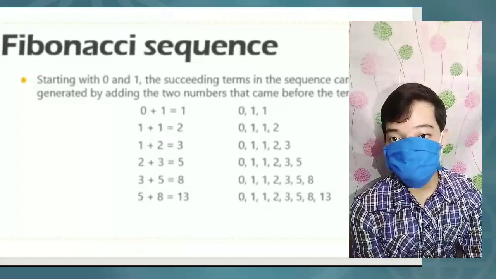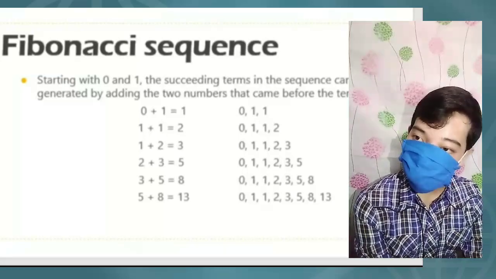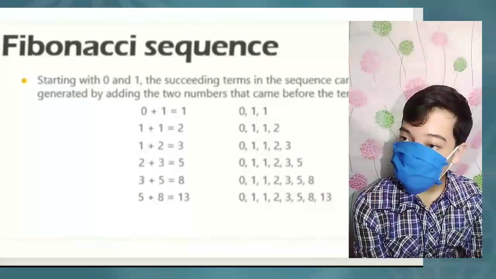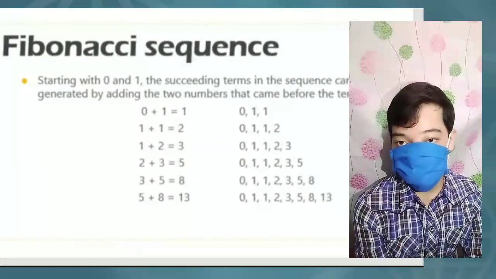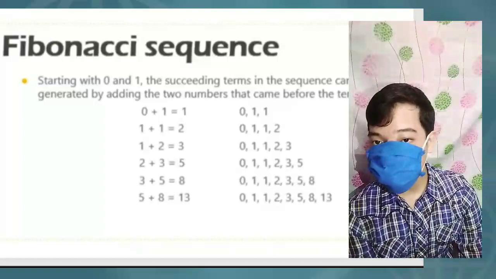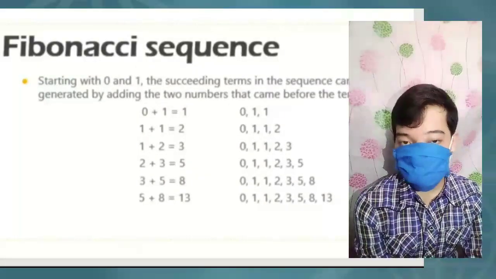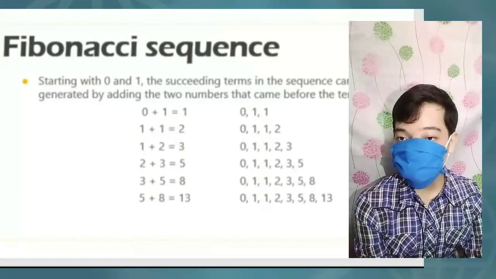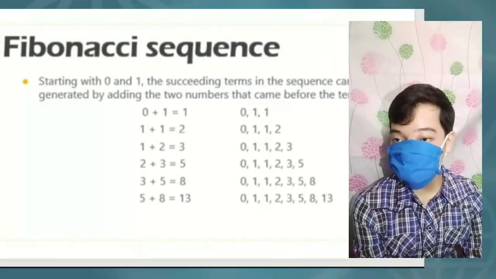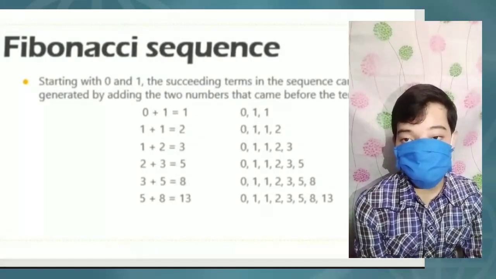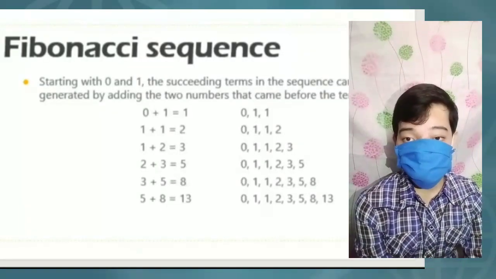Because the numbers from the previous sequence are 2 and 3, we add them and get 5. Then 3 plus 5 is equal to 8, and 5 plus 8 is equal to 13. So if we try to table all of this sequence, then this will be our final sequence, which is 0, 1, 1, 2, 3, 5, 8, 13.